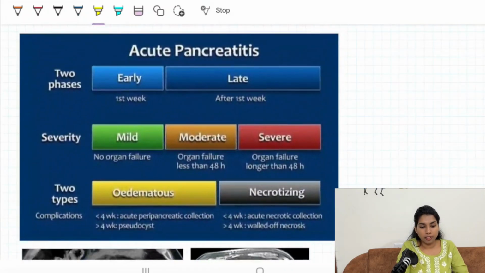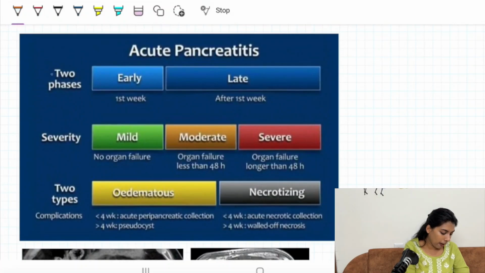Modified Atlanta classification classifies acute pancreatitis based on 3 headings. The first one, based on the duration, it divides into early as well as late pancreatitis. Early pancreatitis is within 1 week of symptoms. Late pancreatitis is after 1 week of symptoms.